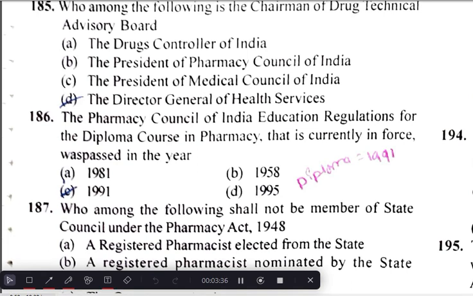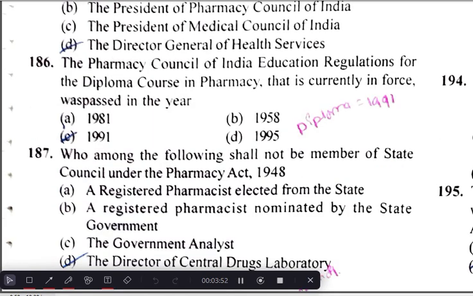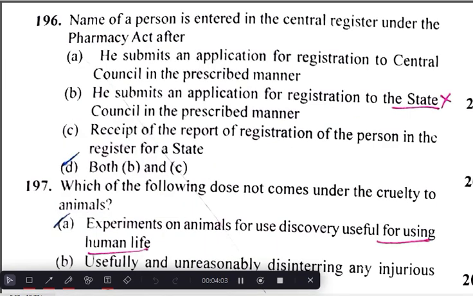The Pharmacy Council of India education regulations for the diploma course in pharmacy that is currently in force was passed in the year 1991. Who among the following shall not be member of State Council under the Pharmacy Act 1948? That is the Director of Central Drug Laboratory.